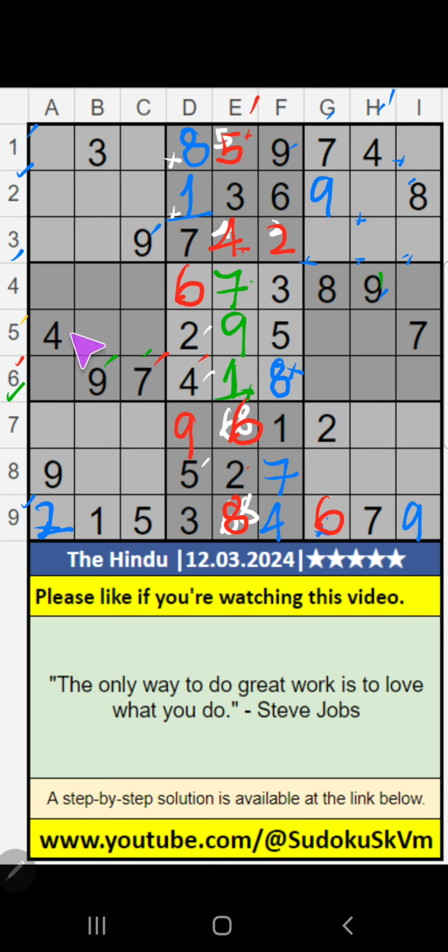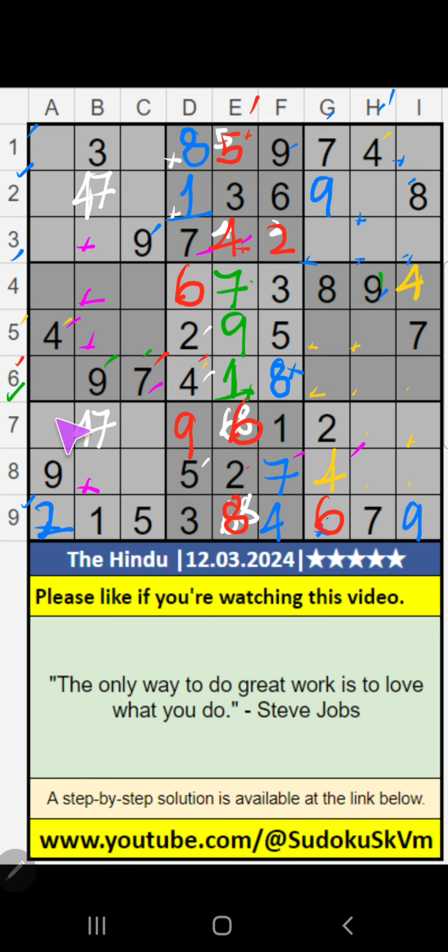Fifth row and sixth row, we have 4. So 4 can't come in these cells. Then 4 is confirmed here. Column H, column I, we have 4. So 4 can't come in these cells. Then 4 is confirmed here. Fourth grid, third row and eighth row, we have pair numbers 4 and 7. So 4 and 7 can't come in these cells. It will come in any one of these cells. We will confirm later.